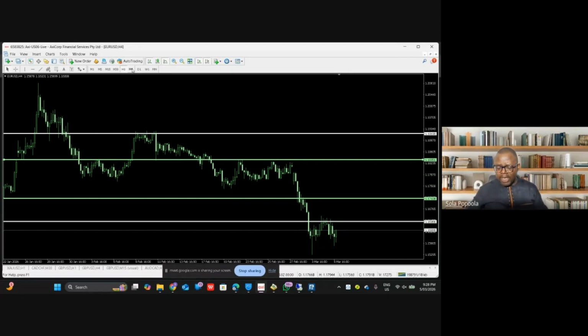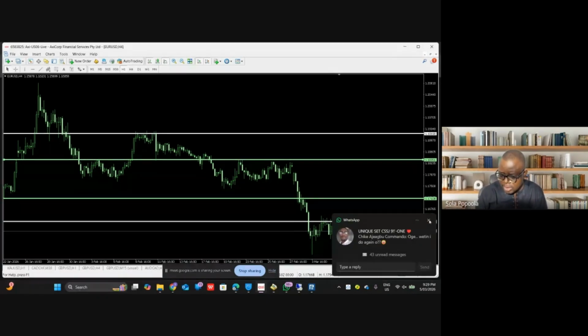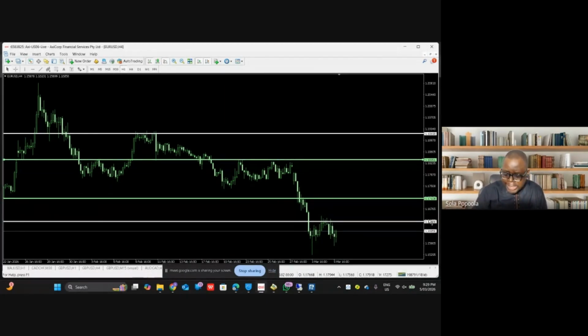Most of the time, people will tell you, buy at support, sell at resistance. And this line was a support line before, but price broke it and came back to it and is now acting as a resistance. Do I buy in this area or do I sell? The only thing that I have to look for in this area is a sell opportunity.